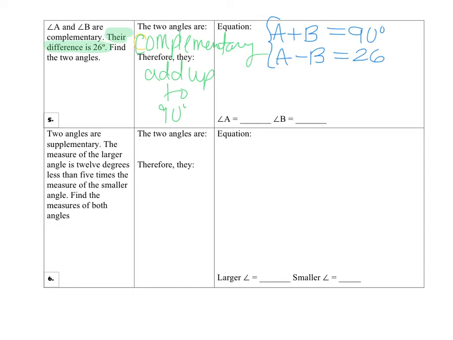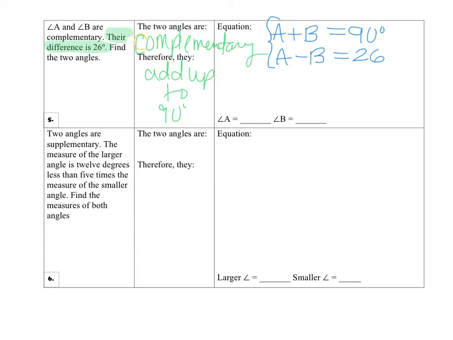Elimination says you want to get them all lined up. You want your numbers all lined up, your equal signs all lined up, and each of your variables all lined up, and they are. The second step for elimination tells you that you want to have one of the variables, either x or y, or in this case A or B, be opposites. And here I have that. I have B, positive B and negative B. I already have my opposites.